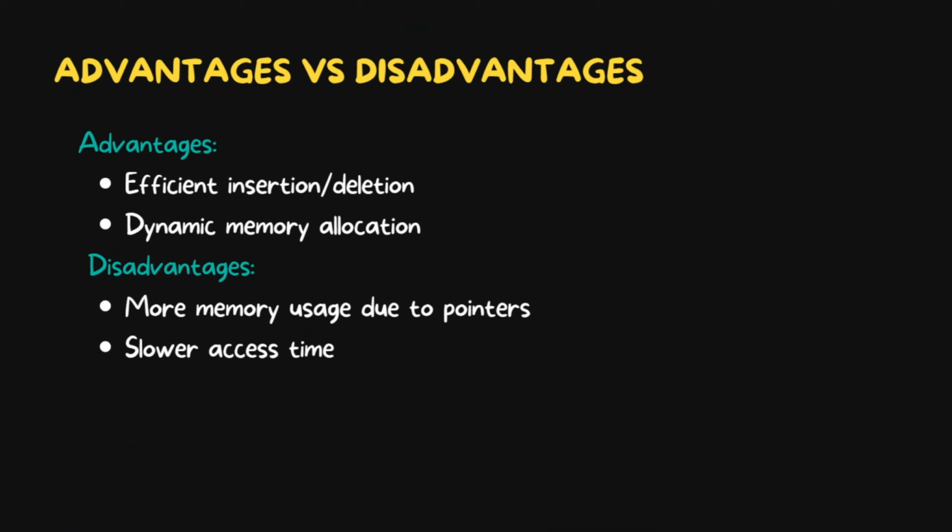Advantages of linked list: efficient insertion and deletions. Unlike arrays, you don't need to shift elements. Dynamic memory allocation. You can add as many elements as needed. No fixed size. Unlike arrays, linked list can grow or shrink dynamically. Some disadvantages are more memory usage. Each node needs extra space for a pointer. Slower access time. You must traverse the list to find an element, unlike arrays where indexing is O(1). This is why linked lists are preferred for scenarios where insertions and deletions are frequent.